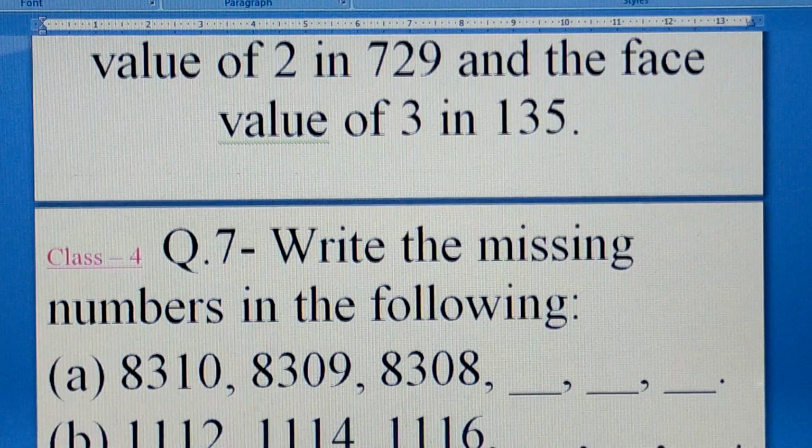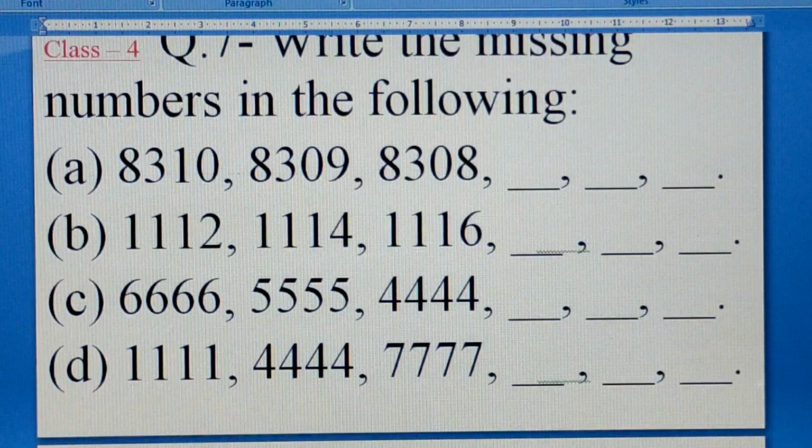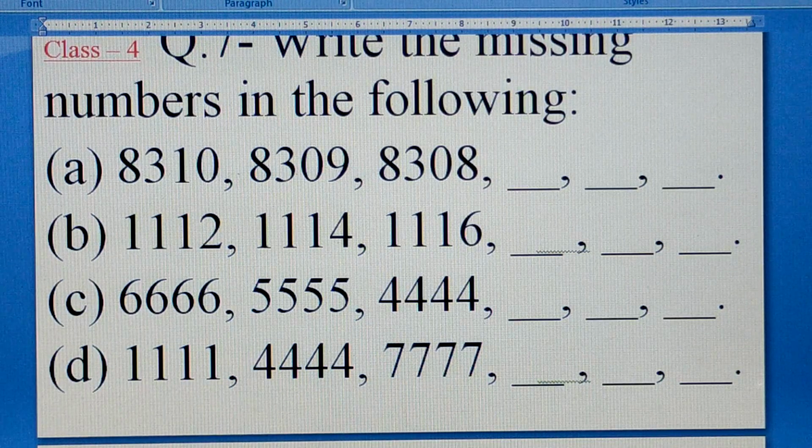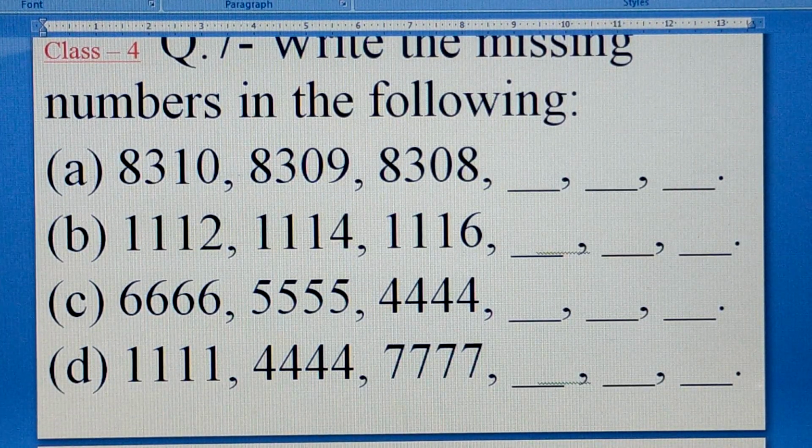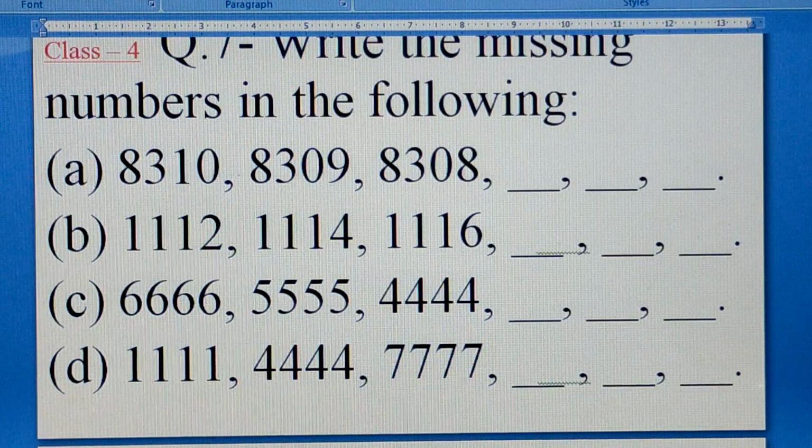Question number 7. Write the missing numbers in the following. You have to find out the pattern. 8310, 8309, 8308. It may be ascending or descending. It may be in minus or it may be in plus. Then you have to find out the pattern and then you have to write the next 3 numbers.